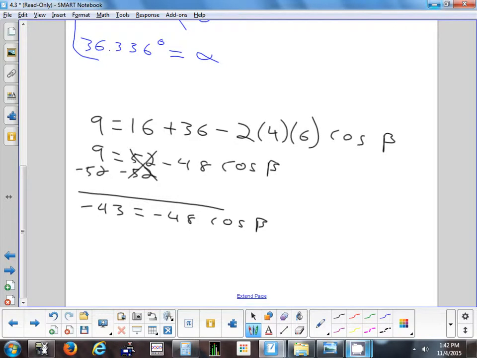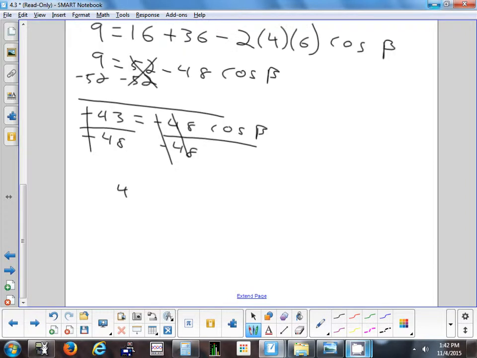Next step, how do we get rid of negative 48? We're going to divide. At this step, if you've got a bigger number in the top than the bottom, don't even bother. Just go back. If you've got a bigger number in the top, it's not going to work. The bigger number has to be in the bottom. So we got 43 over 48.